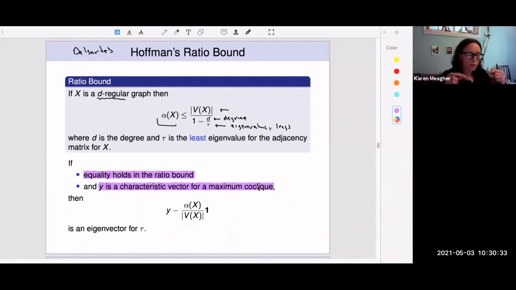The characteristic vector is going to be an eigenvector for the tau, but I have to do a little adjustment. Because it's an eigenvector for tau, it has to be orthogonal to the eigenvector for the degree. The eigenvector for the degree is going to be the all ones. So I'm taking my characteristic vector for the maximum co-clique, and I'm going to make it orthogonal to the all ones vector. I'm just doing a good old Gram-Schmidt process. And now this thing is going to be an eigenvector for tau. And that can give me information about the structure because it puts the vector in a module or a vector space.